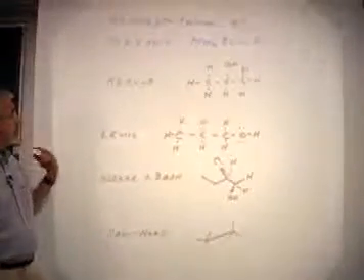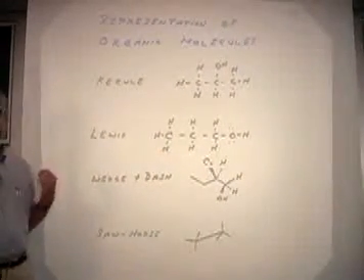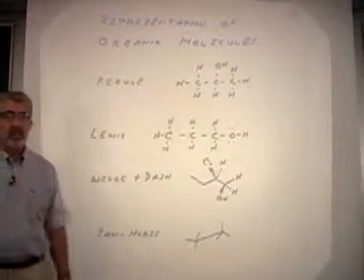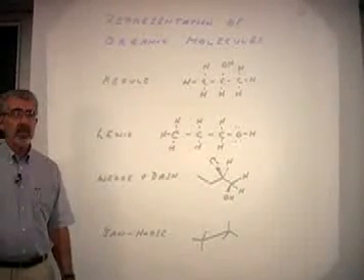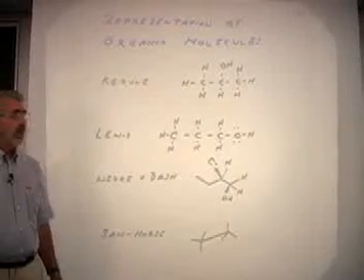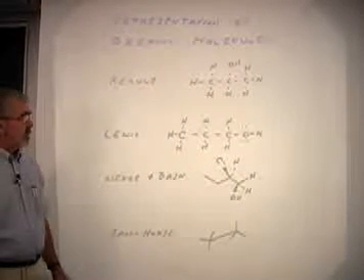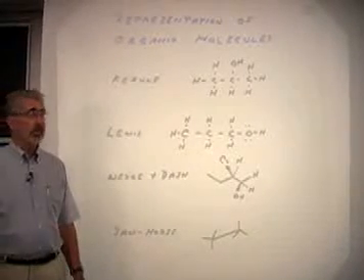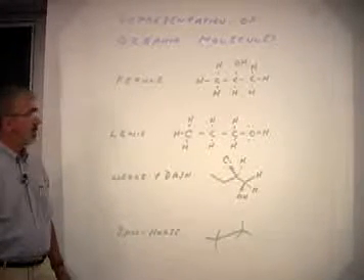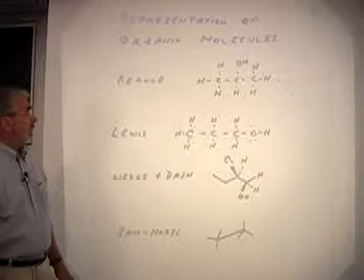Probably the simplest way of representing an organic molecule is through something called a condensed formula. This is where we just have a series of CHs, CH2s, CH3s all strung together. This method doesn't give us any feeling as to the actual structure of the molecule. It just strings the different methylene and methyl groups all together.